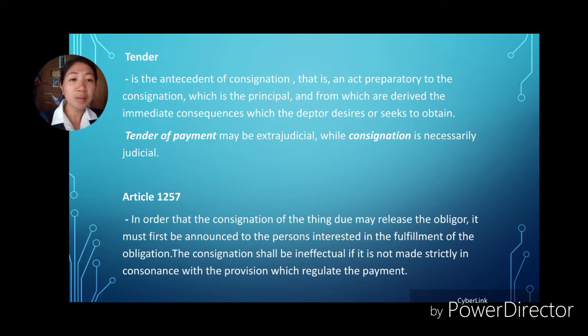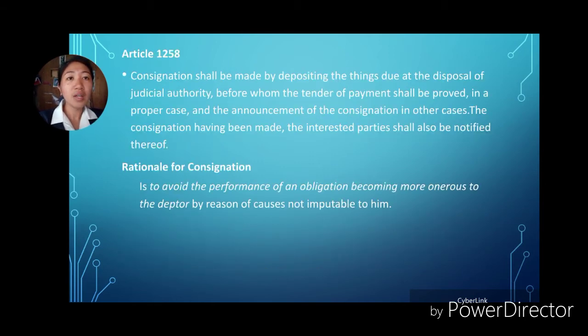Under Article 1257, in order that the consignation of the thing due may release the obligor, it must first be announced to the persons interested in the fulfillment of the obligation. The consignation shall be ineffectual if it is not made strictly in conformity with the provisions which regulate payment. Under Article 1258, consignation shall be made by depositing the things due at the disposal of the judicial authority, before whom the tender of payment shall be proved in a proper case, and the announcement of the consignation in other cases. The consignation having been made, the interested parties shall also be notified thereof.